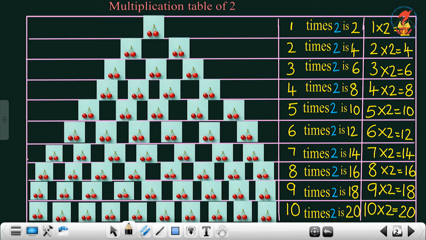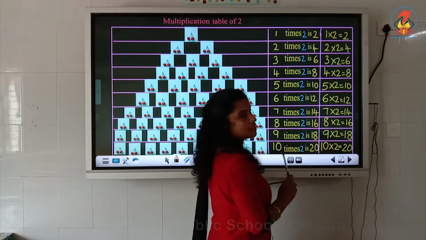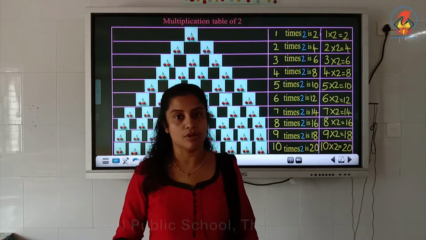6 times 2 is equal to 12. 7 times 2 is equal to 14. 8 times 2 is equal to 16. 9 times 2 is equal to 18. 10 times 2 is equal to 20. So this is the multiplication table of 2.